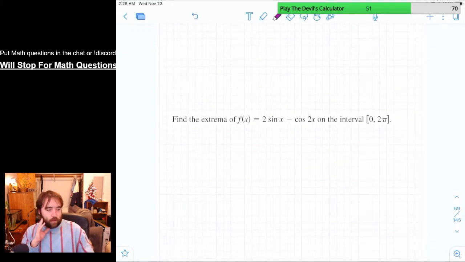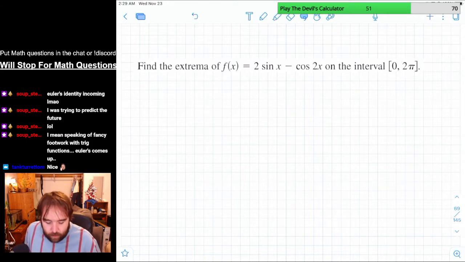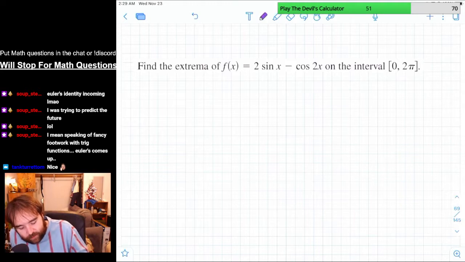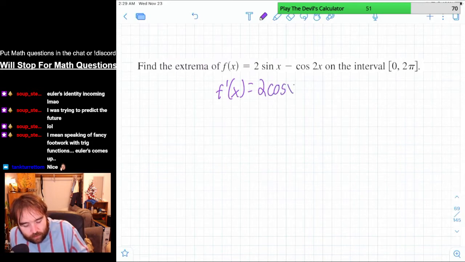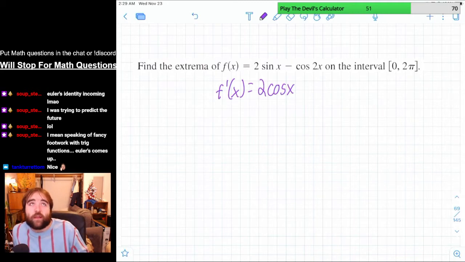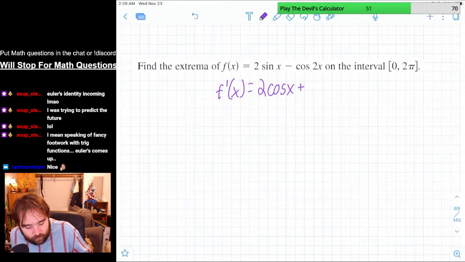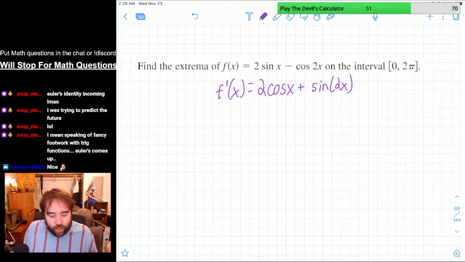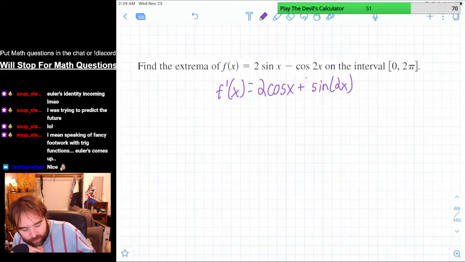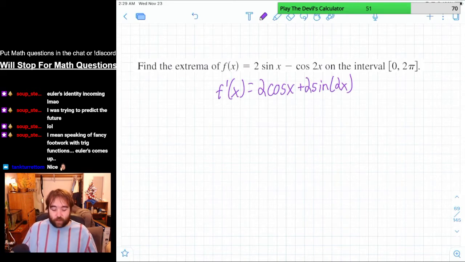All right. So now we're doing the same thing. We just got to do it with trig functions. But it's the exact same deal. So we're going to say, what is the derivative? So the derivative of sine is cosine. And then the derivative of cosine is negative sine. So this will end up being positive sine of 2x. And then because chain rule, you keep the inside the same, but then you multiply by the derivative of the inside.